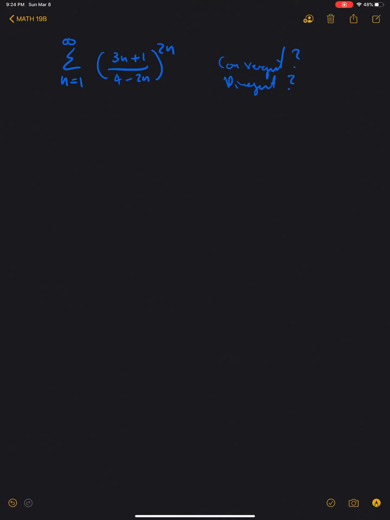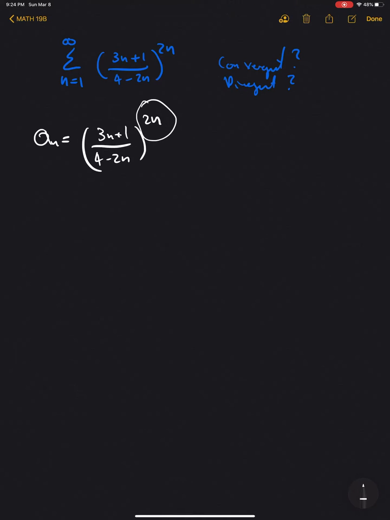So if we want to find if this series is convergent or divergent, we can apply one of the general tests, like the ratio test or the root test. In this case, since the series corresponds to the following sequence, it makes more sense to look at the root test, since we are talking about a power, in this case a power of 2n. So we want to use the root test.